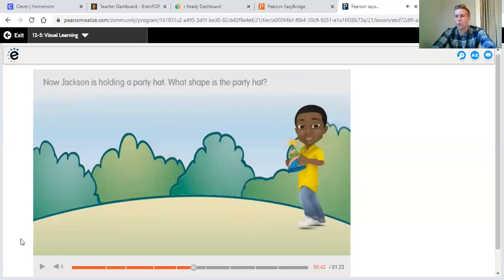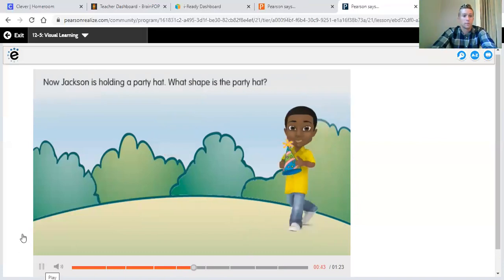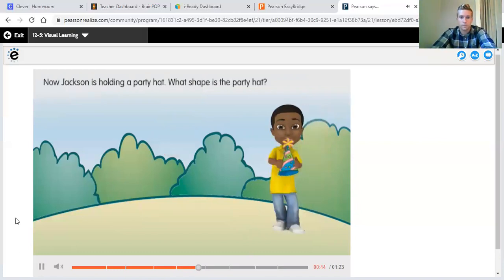Oh, and I'm sure we're using a lot of paper towels right now at home. If you're in your kitchen, you could probably see some paper towels in there. That's a great use of a cylinder shape. Now Jackson is holding a party hat. What shape is the party hat?